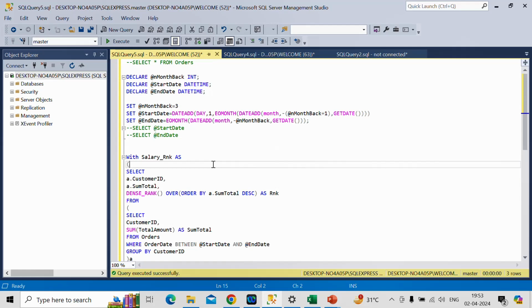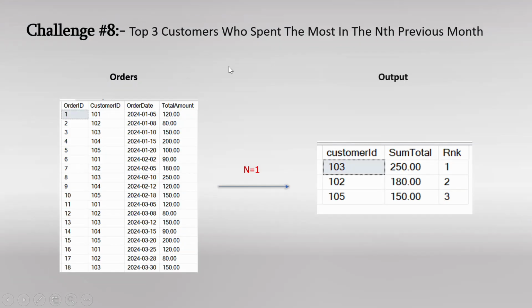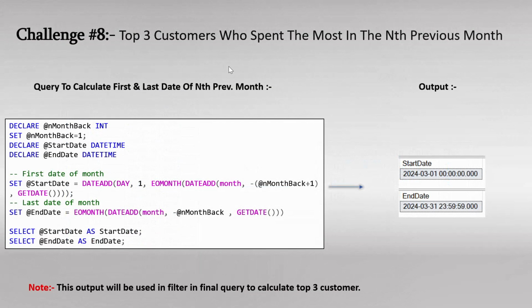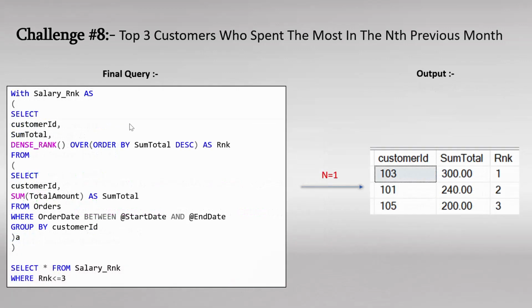Cool. Now let me switch back to our slide. Yeah. So we have discussed this, how we can calculate the first and last date of the nth previous month. So this is the same query which we have discussed. And this was the same output which we saw, right? And we have also written here, this output will be used in the filter in the final query to calculate the top three customers. And those things we have already discussed. This is the exact query which we have used in order to get this output.